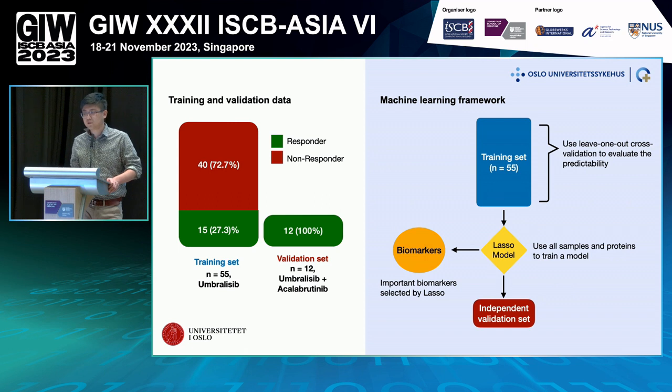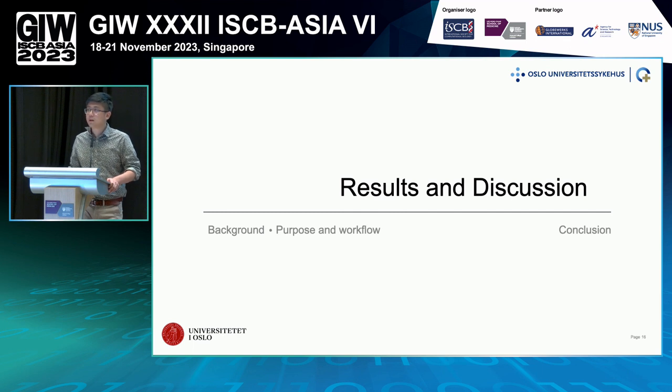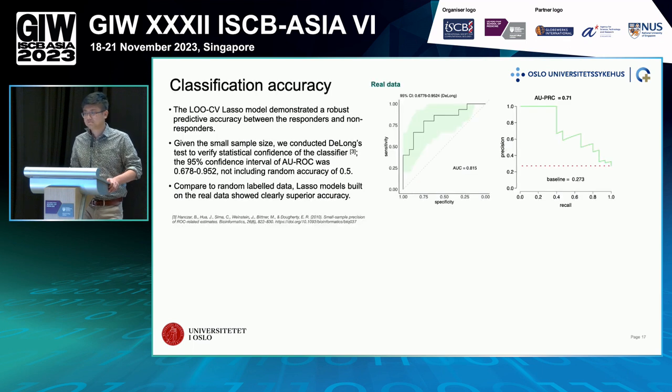After that, we trained the entire training set with an entire Lasso model, and the Lasso gives you the biomarkers that it selects. Then we used this model to predict on the independent validation set. So here are the results and the discussions.